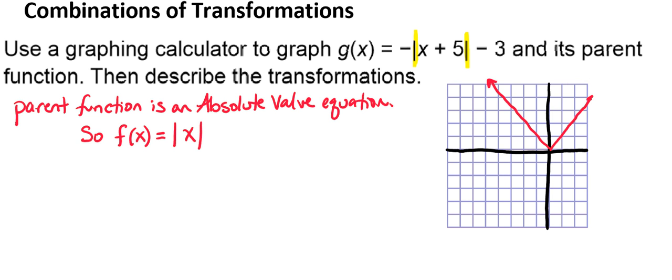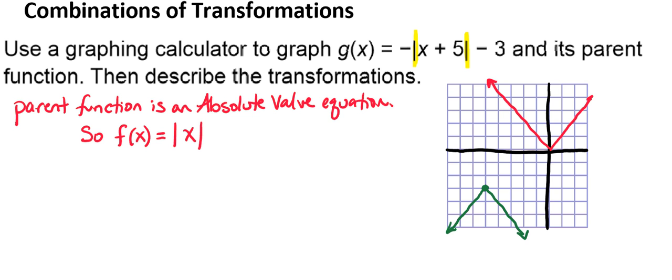There we go. Now that we've scooted it over a little bit, we can move to the left 5. 1, 2, 3, 4, 5. And then down 3. 1, 2, 3. And then remember that it reflected. And so now we can see our sketch of our g of x.